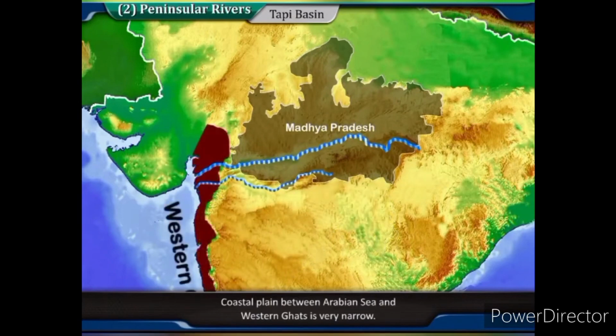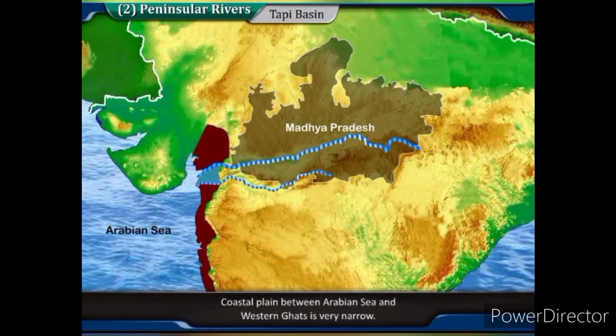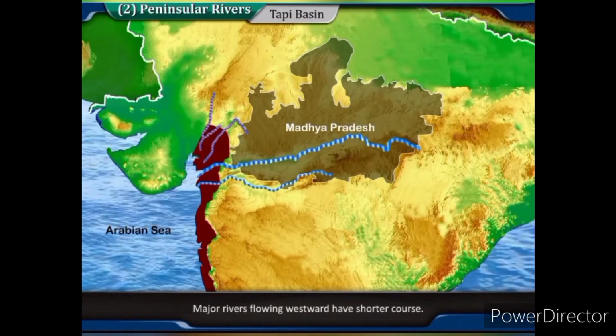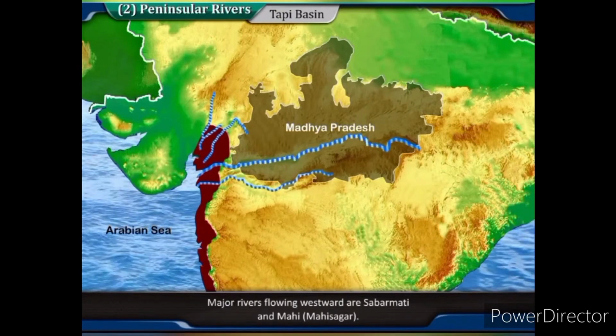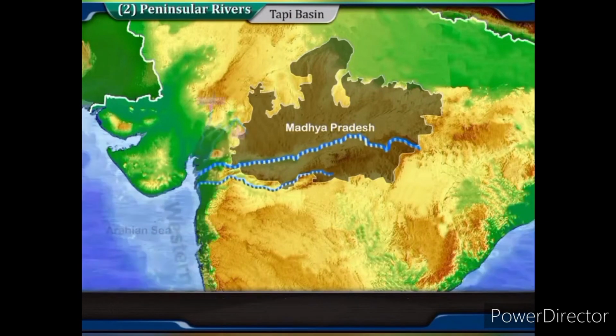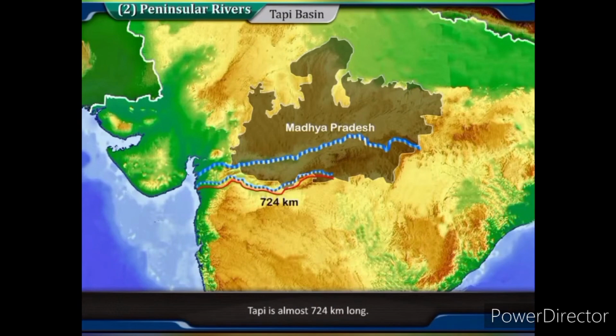The coastal plain between the Arabian Sea and Western Ghats is very narrow. So the rivers have a shorter flow. Major rivers flowing westward have shorter courses. Major rivers flowing westward are Sabarmati and Mahi or Mahi Sagar. Tapi is almost 724 kilometers long.